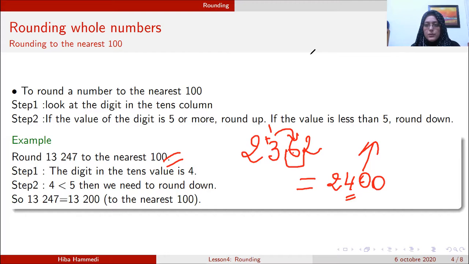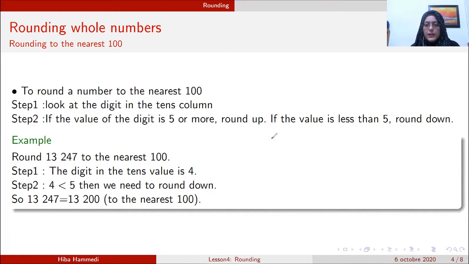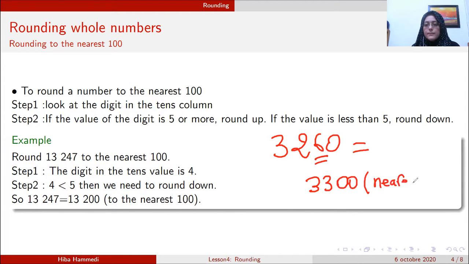Another example, if you want. For example, if we have 3,260, I want to round this to the nearest 100. So I just need to look at the tens value. The tens value is 6. 6 is more than 5, so it should be 3,300, and I will ignore every value after 3. So this is to the nearest 100. Okay, so this is what you need to do.